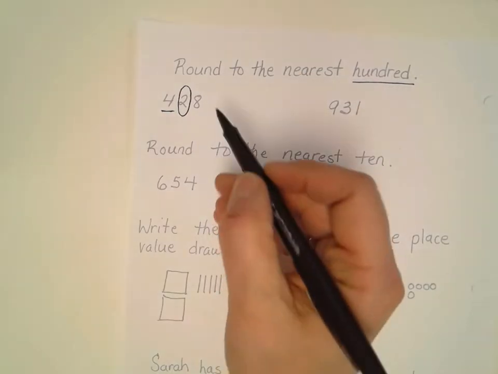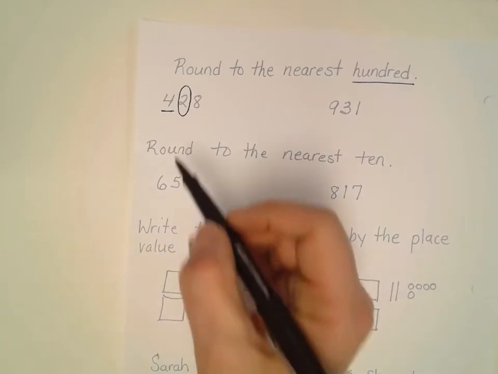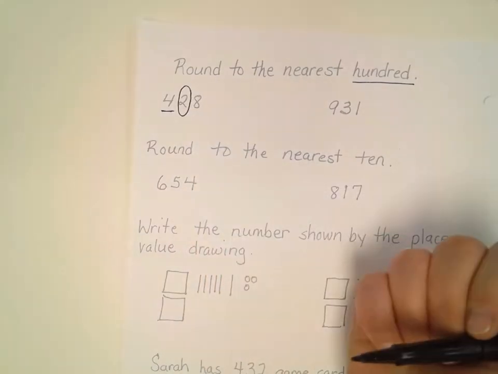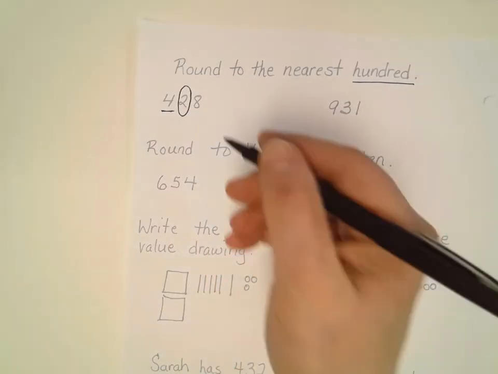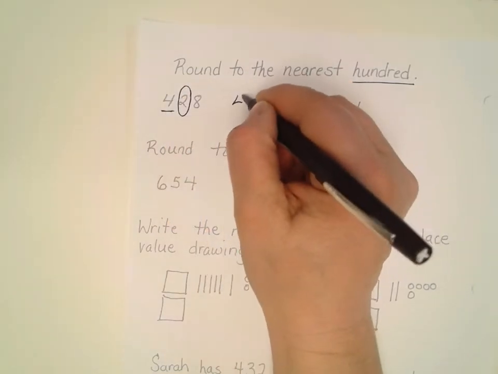We're going to look at 2, and we're going to think about our little ways that we remind ourselves. If it's 5 and above, give it a shove. If it's 4 and below, lay it low. So 428, 2 is below 4 for sure. So we're going to round it to the lower 100. So that would be 400.